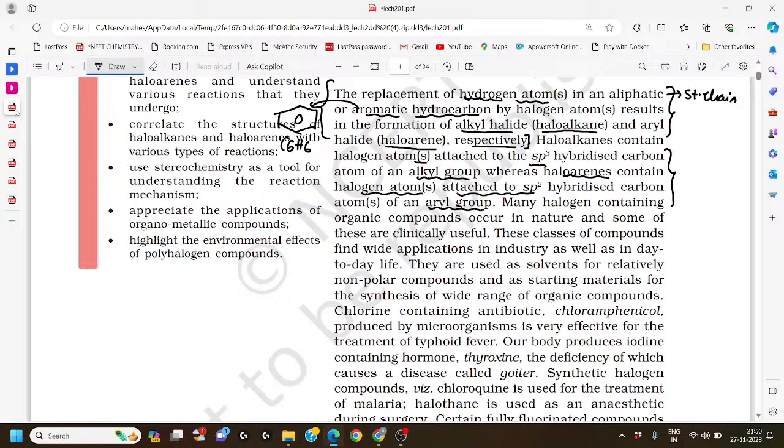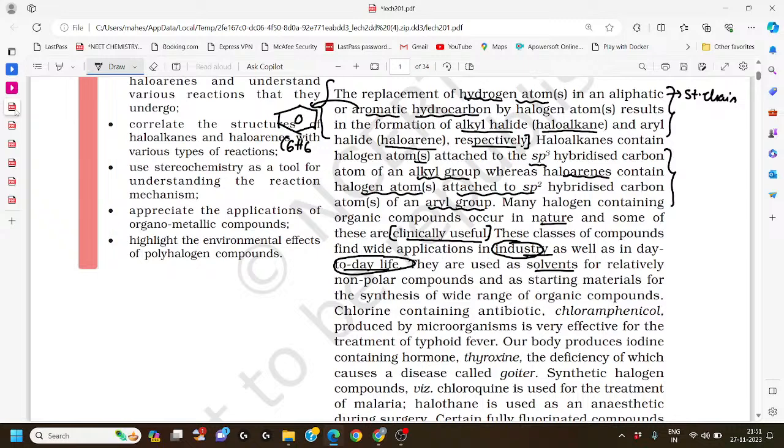Many halogen containing organic compounds occur in nature and some are clinically useful. So we observed that these halogen containing compounds which are present in nature are useful for clinical purposes, for medicinal purposes. These classes of compounds find wide applications in industry as well as in day-to-day life, after the classification of these halogens.